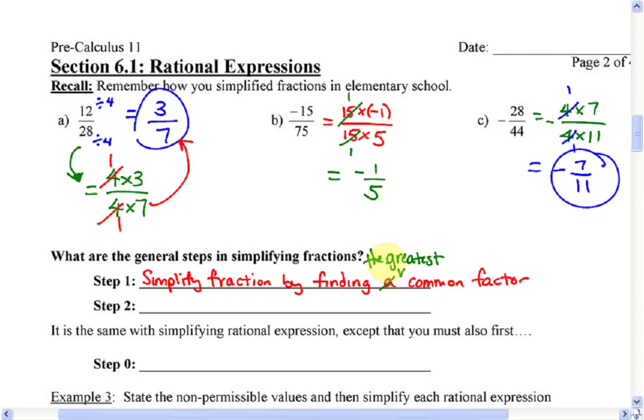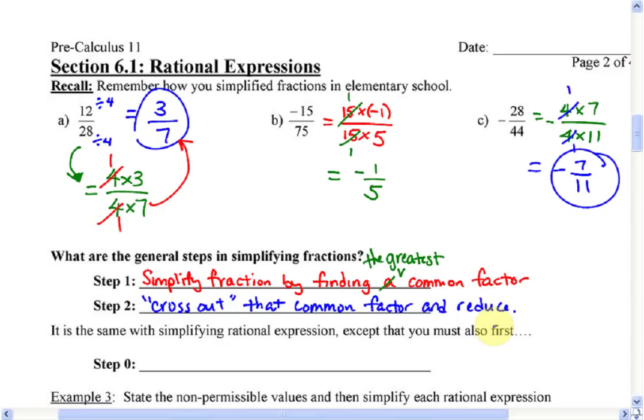And then what else do we do once we found that? You simplify by crossing out that common factor, but really crossing out is not a very good idea, and reduce. Now, it's the exact same thing when we're dealing with these rational expressions. Exact same thing. Except there's something called step 0.